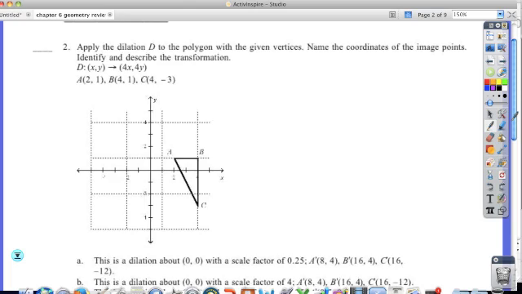Can you read the problem for us, or can you not see from that far back? Apply the dilation D to the polygon given vertices in accordance with the image. Once identified and characteristic, D equals X. Okay, you don't have to read any more than that. We got it.